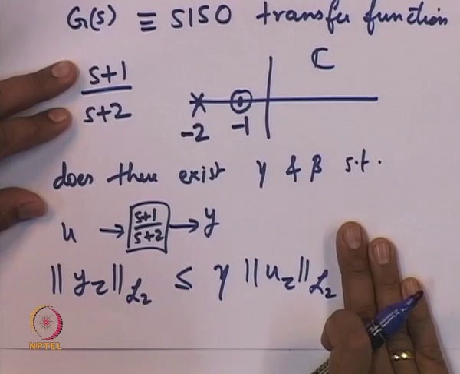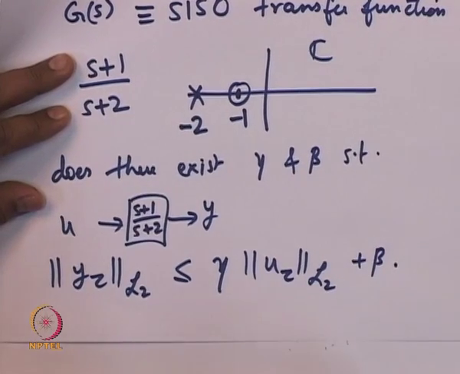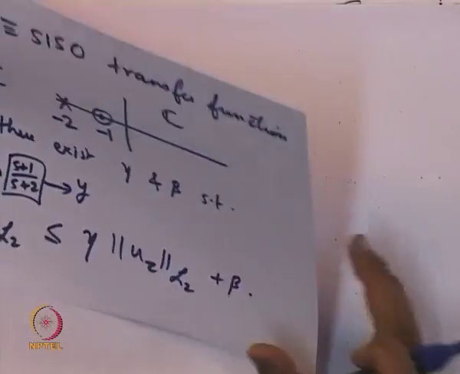So, we are going to see what is the minimum gamma that allows us to call it the so called L2 induced norm of the system. This L2 induced norm has a very important significance. It is also the peak value of the Bode magnitude plot, that is what we will see in detail now.